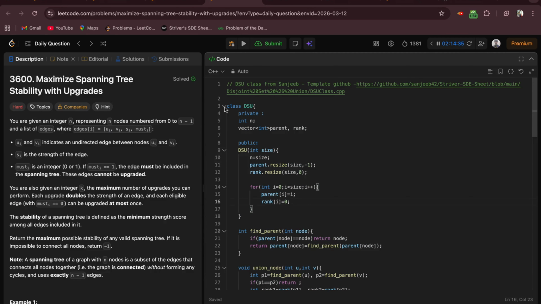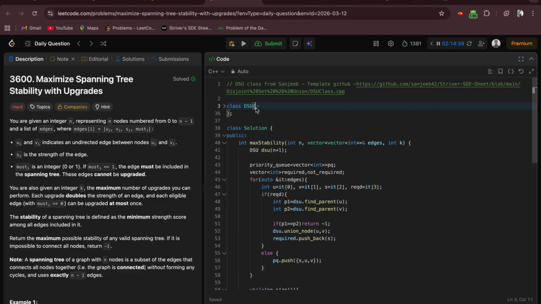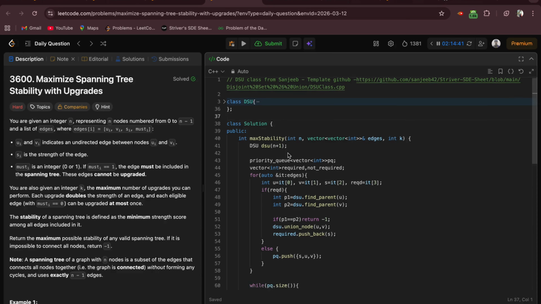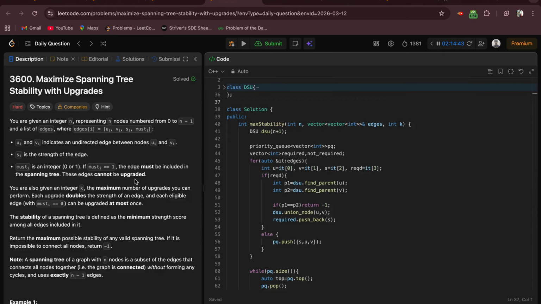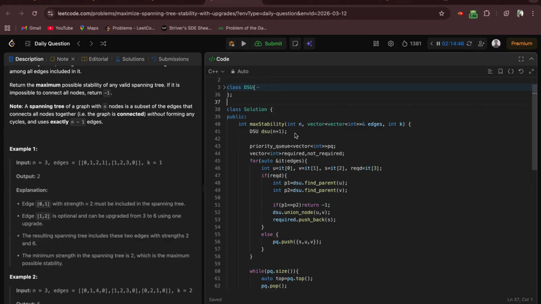Okay, so this is the standard template I have copied, which is DSU by rank. I usually use the DSU by rank more of the time. Okay, so now let's implement the solution. What I'm going to do is I'll have this DSU. I'll get a DSU of size n plus 1.